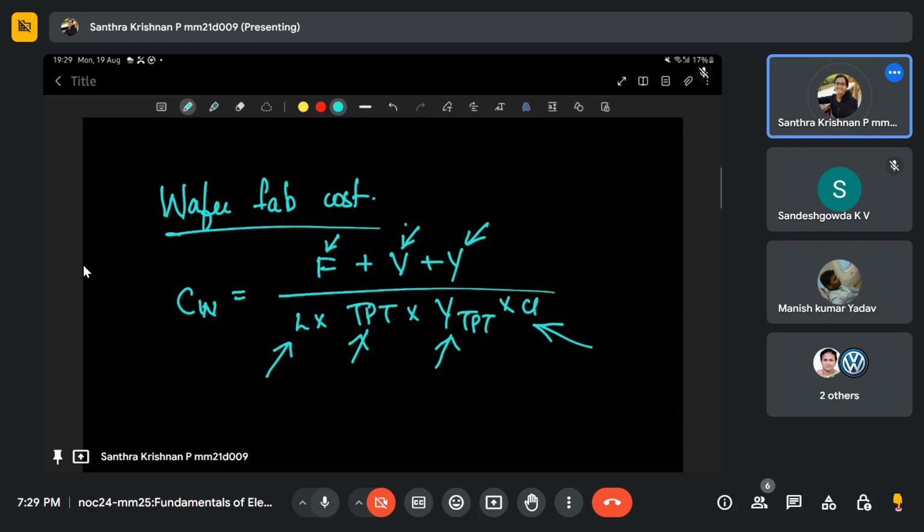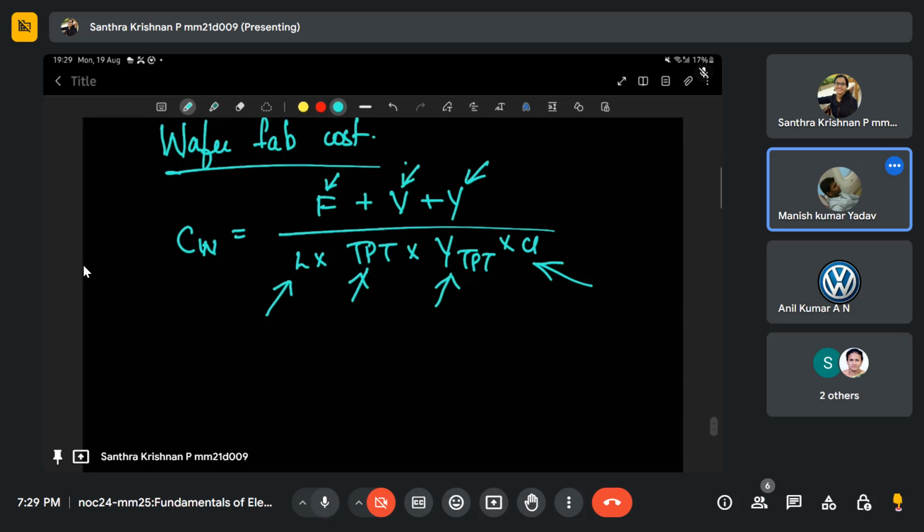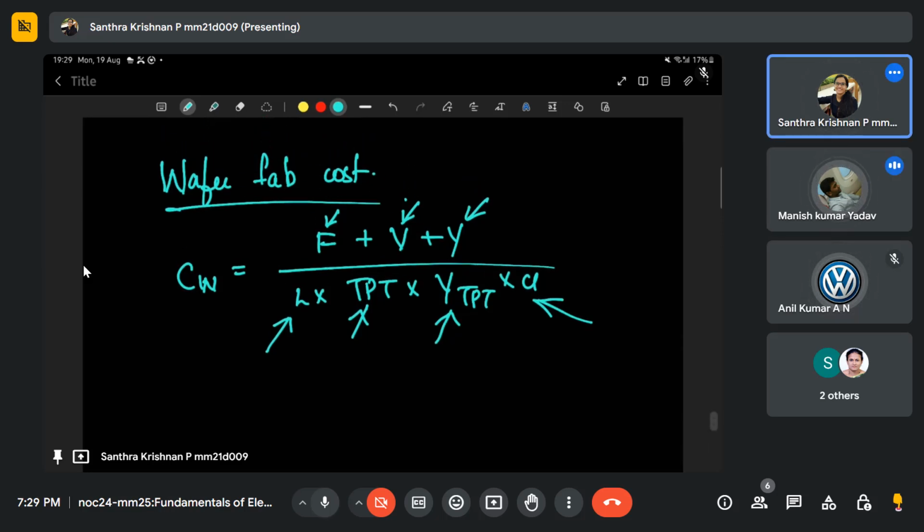Then what is there? Then clean room designation. Can you repeat that wafer fab cost? Wafer fab cost means all these factors.